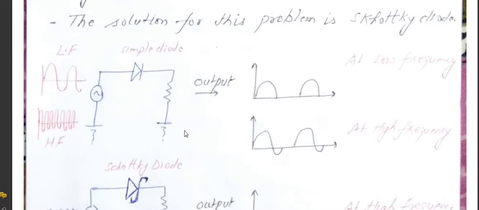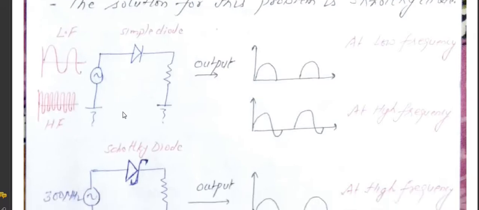Now let us discuss how a simple PN junction diode behaves when it is used as a rectifier under low frequency conditions and at high or very high frequency conditions. Let us start with low frequency. This circuit shows a simple half wave rectifier. This is the diode, a simple PN junction diode. This is the voltage supply, and this is the corresponding output for this low frequency signal.